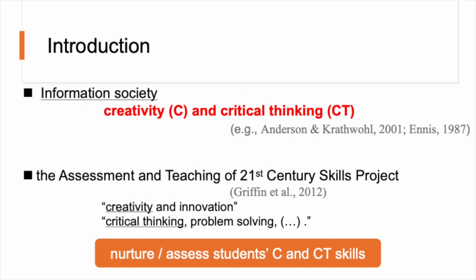In today's information society, it is becoming important to develop cognitive skills such as creativity and critical thinking. A framework proposed by Griffin et al. 2012 showed creativity and critical thinking as important and necessary competencies or skills. Therefore, it is important both to nurture students' C and CT skills and also to be able to assess them.